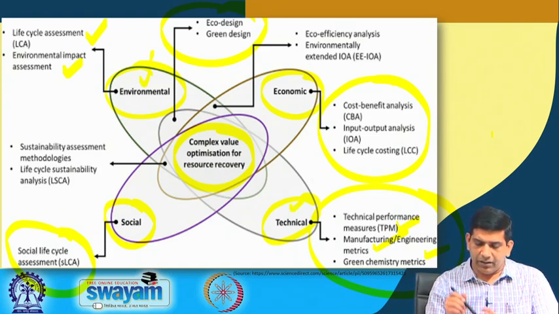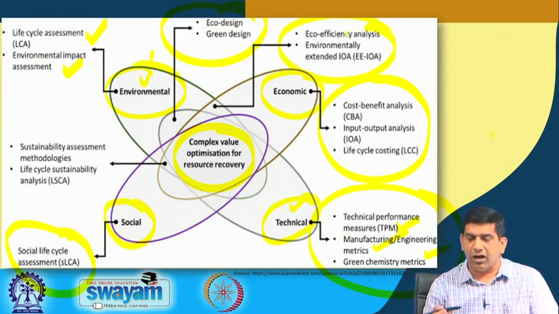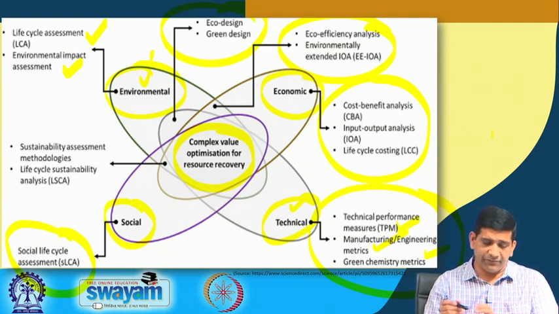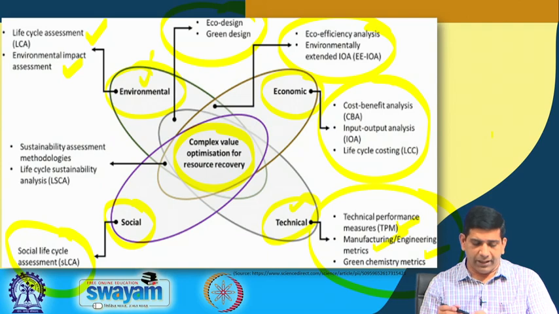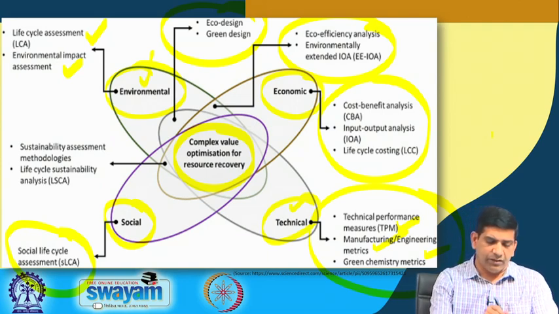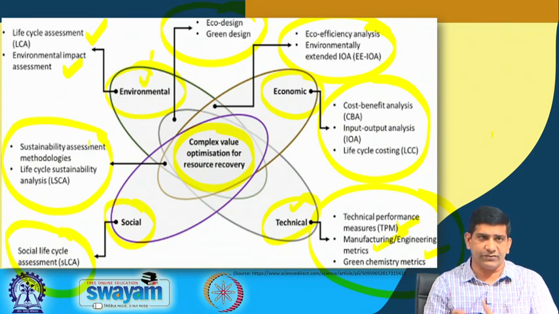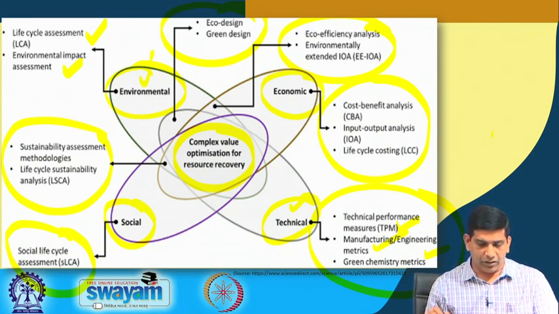When we look at environmental as well as economic, we are looking at eco-efficiency analysis and environmentally extended IOA, which is input-output analysis. So that's your eco, that's environmental and economics. In terms of environmental and social aspects, we have certain sustainability assessment methodologies, like life cycle sustainability analysis. That gives us social and environmental, and then technical, we talked about that.